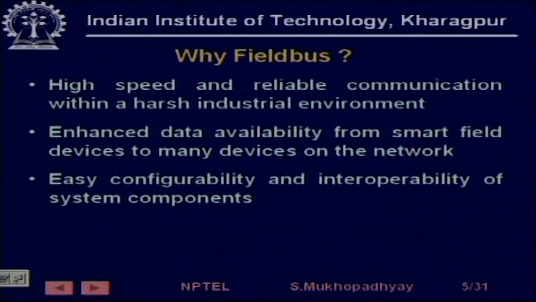Then easy configurability and interoperability of system components. This is very, very important. A process automation system contains hundreds and thousands of various kinds of electronic components. If you want each one to talk to another, exchange data in a format which is acceptable to the other, and make meaning of the data which it receives from the other, then you need to configure them properly. Configuring hundreds of thousands of devices on a network is not a simple task, firstly. Secondly, devices always get added. So every time you add a device, you have a configuration problem.